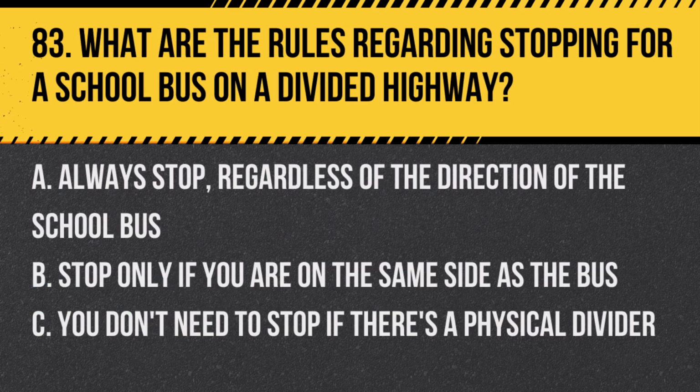Question 83. What are the rules regarding stopping for a school bus on a divided highway? A. Always stop, regardless of the direction of the school bus. B. Stop only if you are on the same side as the bus. C. You don't need to stop if there's a physical divider. Answer: C. You don't need to stop if there's a physical divider. This applies to vehicles on the opposite side of the divided highway.